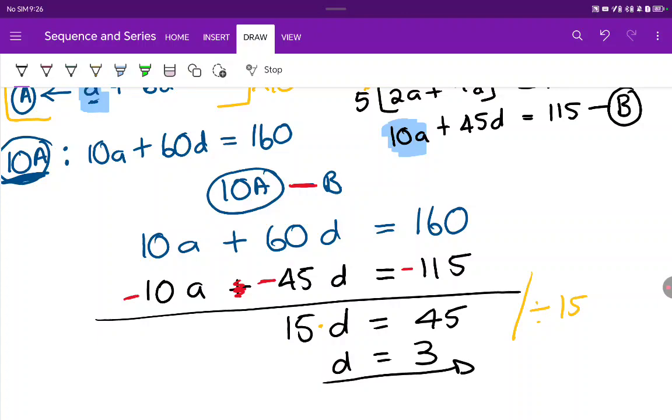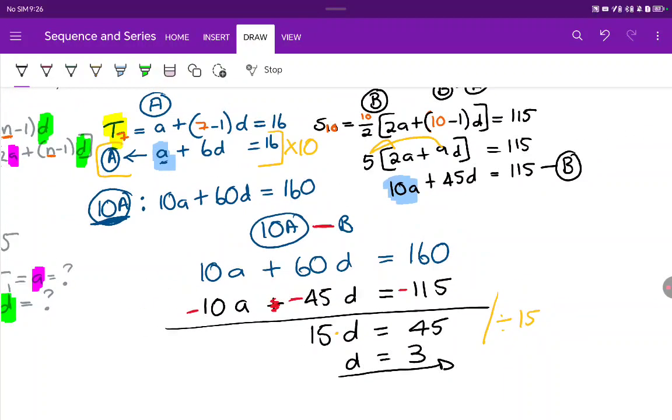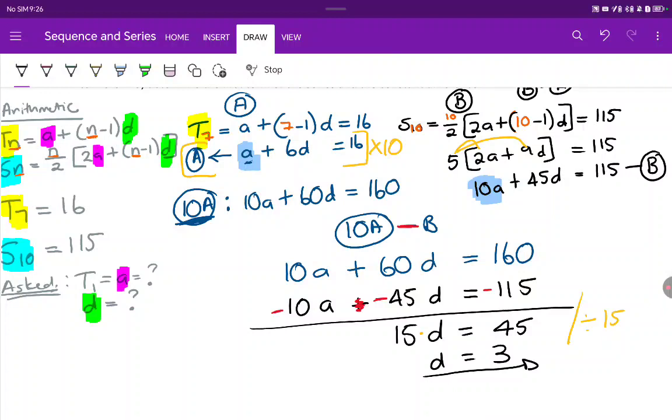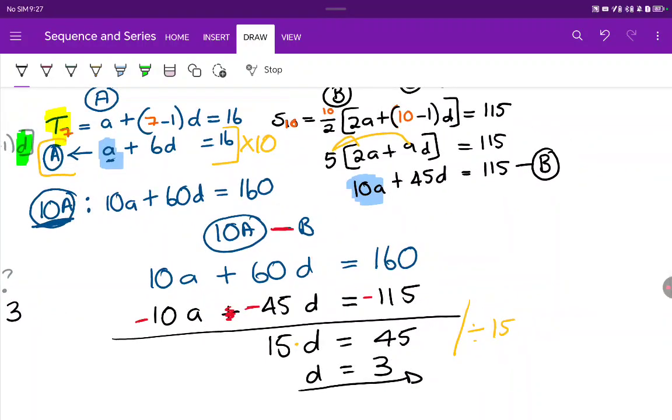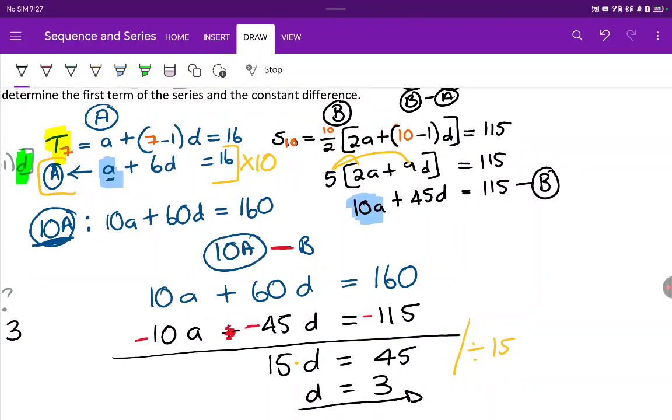Have you answered the question? The question is asking me what is A, what is D? D is equal to 3. And what is A? We haven't solved for A yet because we've only worked with D in simultaneous equations. So how do we solve for A? You're going to substitute D into either A or B. You choose one. So we can use whatever you want to use. Let's use A.